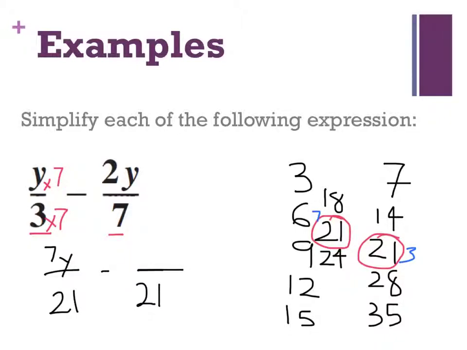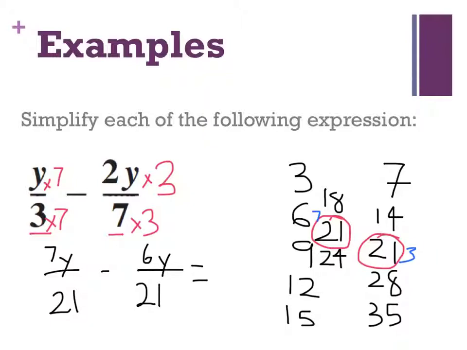Now, with 2y, I've multiplied 7 by how many? 3. Okay, so I multiplied 7 by 3 to get 21. I must multiply 2y by 3. Now, 2y multiplied by 3, I deal with my numbers first. 2 multiplied by 3 is 6, with the y added on the end. Now it says 7y minus 6y.